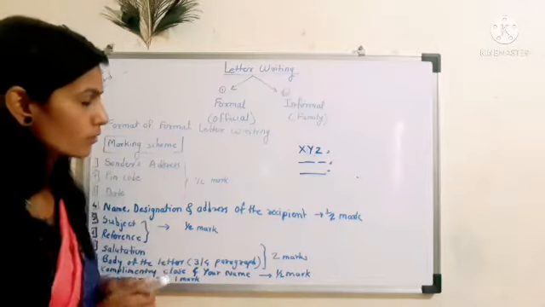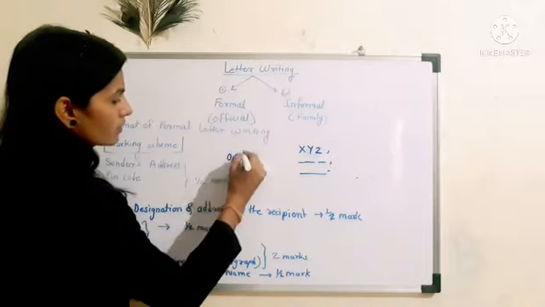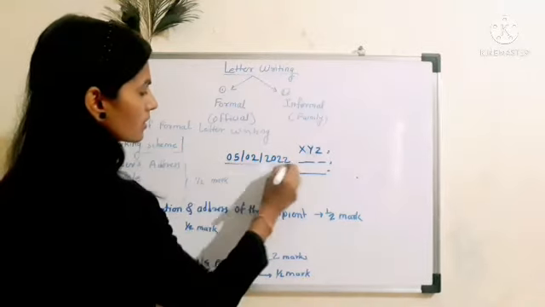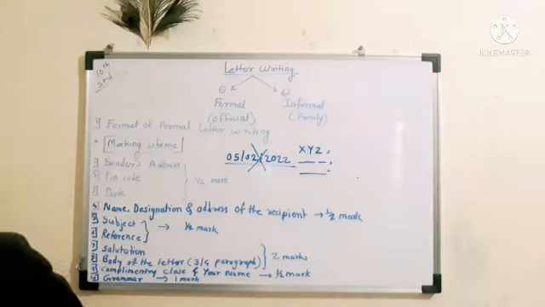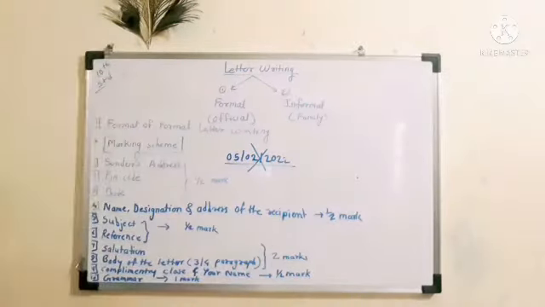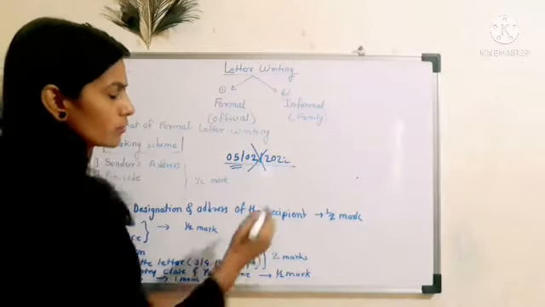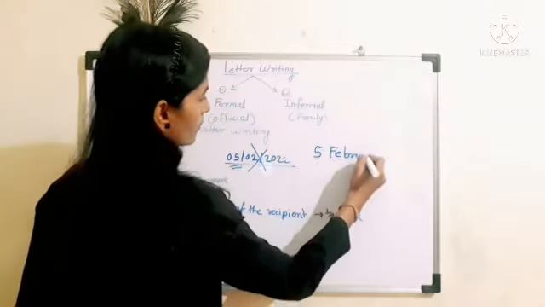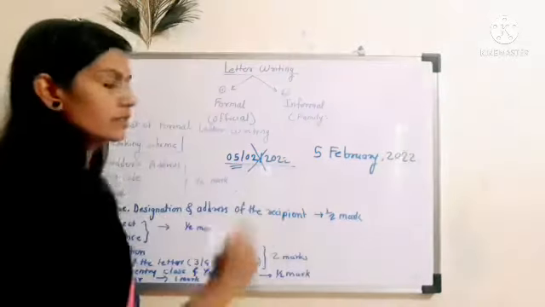Now listen to me. If you are going to write the date like this, for example 5/2/2022, this is the wrong format. So how to write the date? There you have two formats, okay? Let me explain which format you can write. If it is 5th Feb 2022, then you can write 5 February, 2022, full stop. This way you can write.